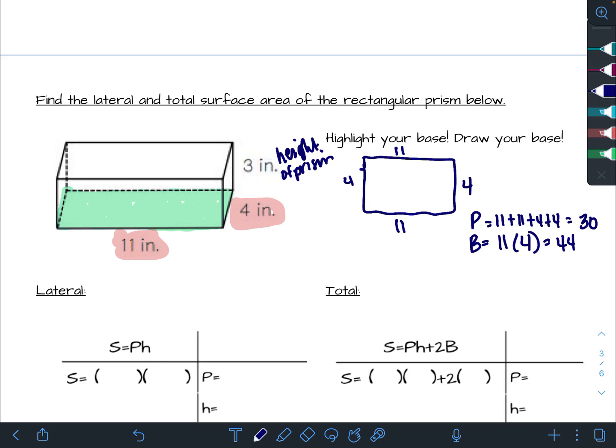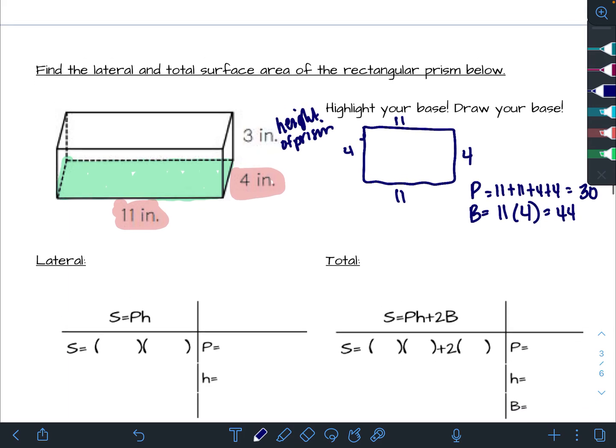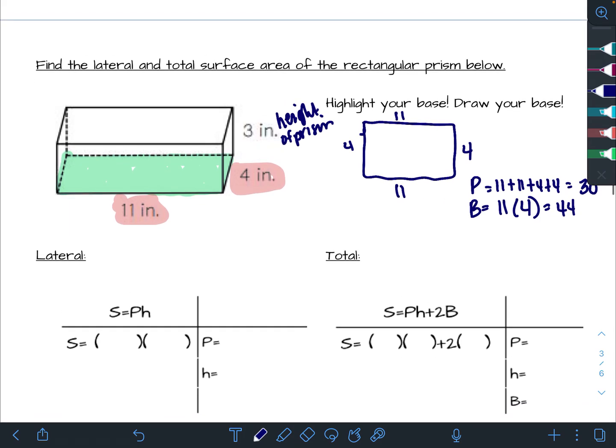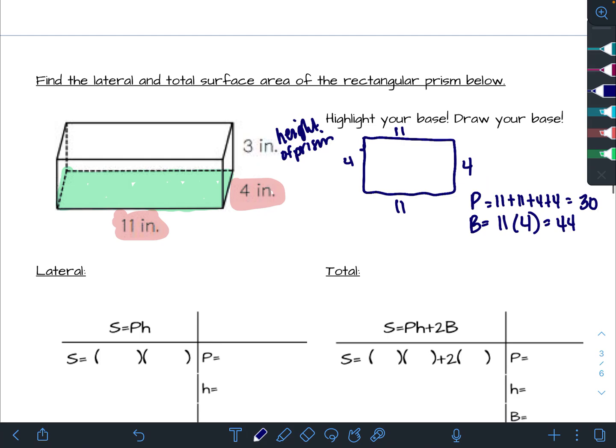So now I'm going to plug in the numbers that I need for each one. So for lateral, my perimeter of my base is 30. We just found that. My height of my prism is 3. So this height of that prism is going to be 3. And I'm going to do 30 times 3, which gives me a lateral surface area of 90 inches squared.